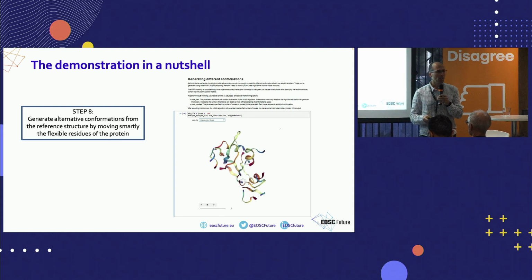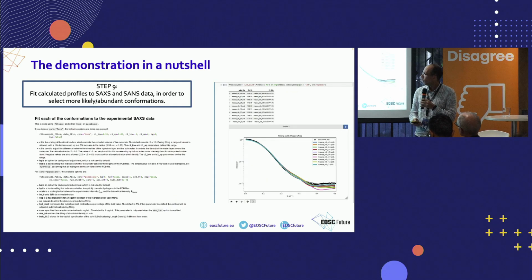So as I said at the beginning, the starting point is a crystal structure reference of the protein, but the protein is a flexible object, so we have modeling tools that are using the flexibility of the protein to generate tens or hundreds of conformations. So we can generate them. You can calculate the profiles for each of those, determine which are the most likely one, comparing to the experimental data.